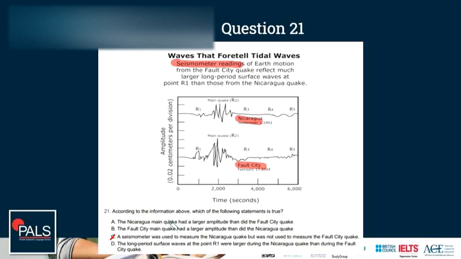Okay, let's see what we have here. So, let's have a look at D first. It says the long period surface waves at point R1. R1 is here. Were larger during the Nicaragua quake than during the fault city quake. So let's check which ones are larger.